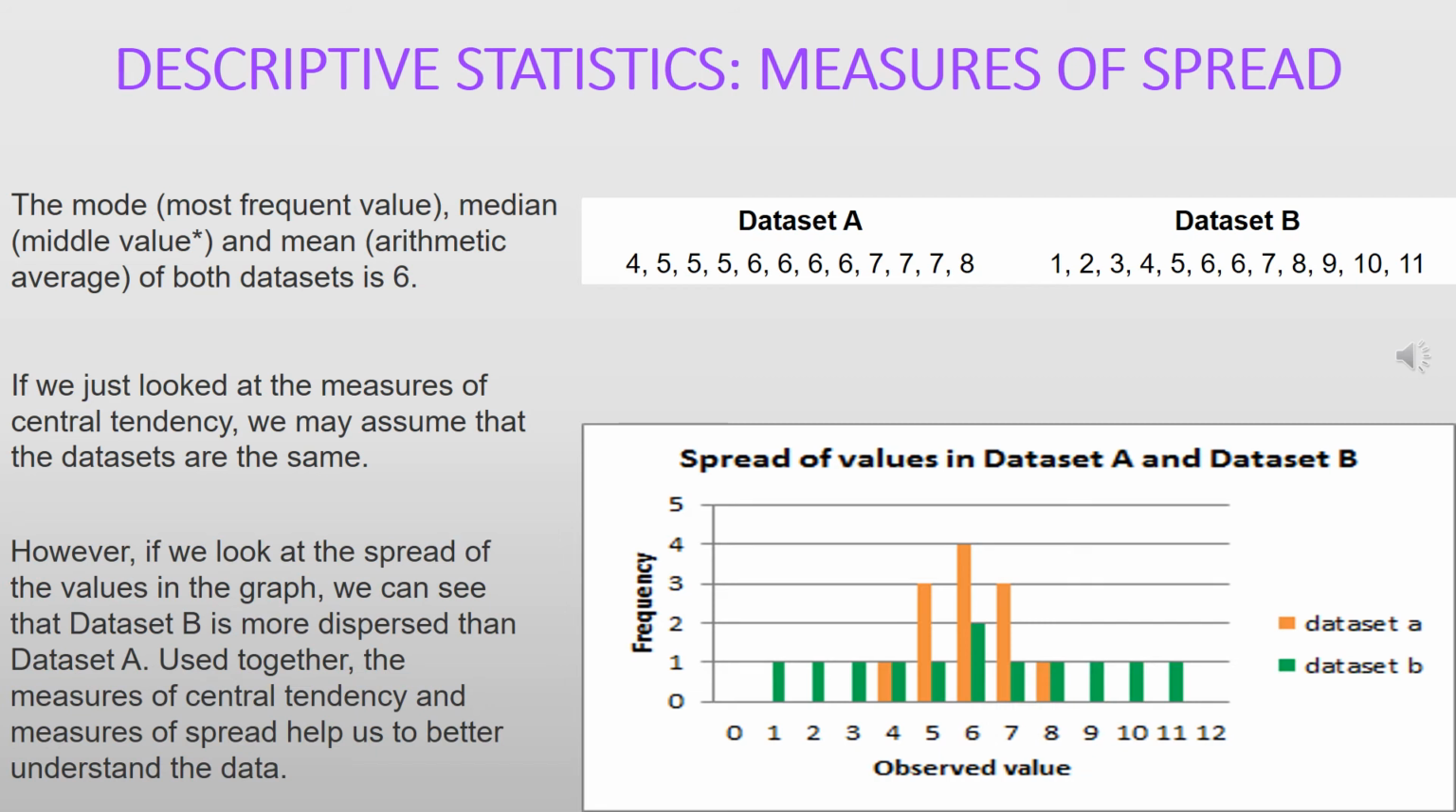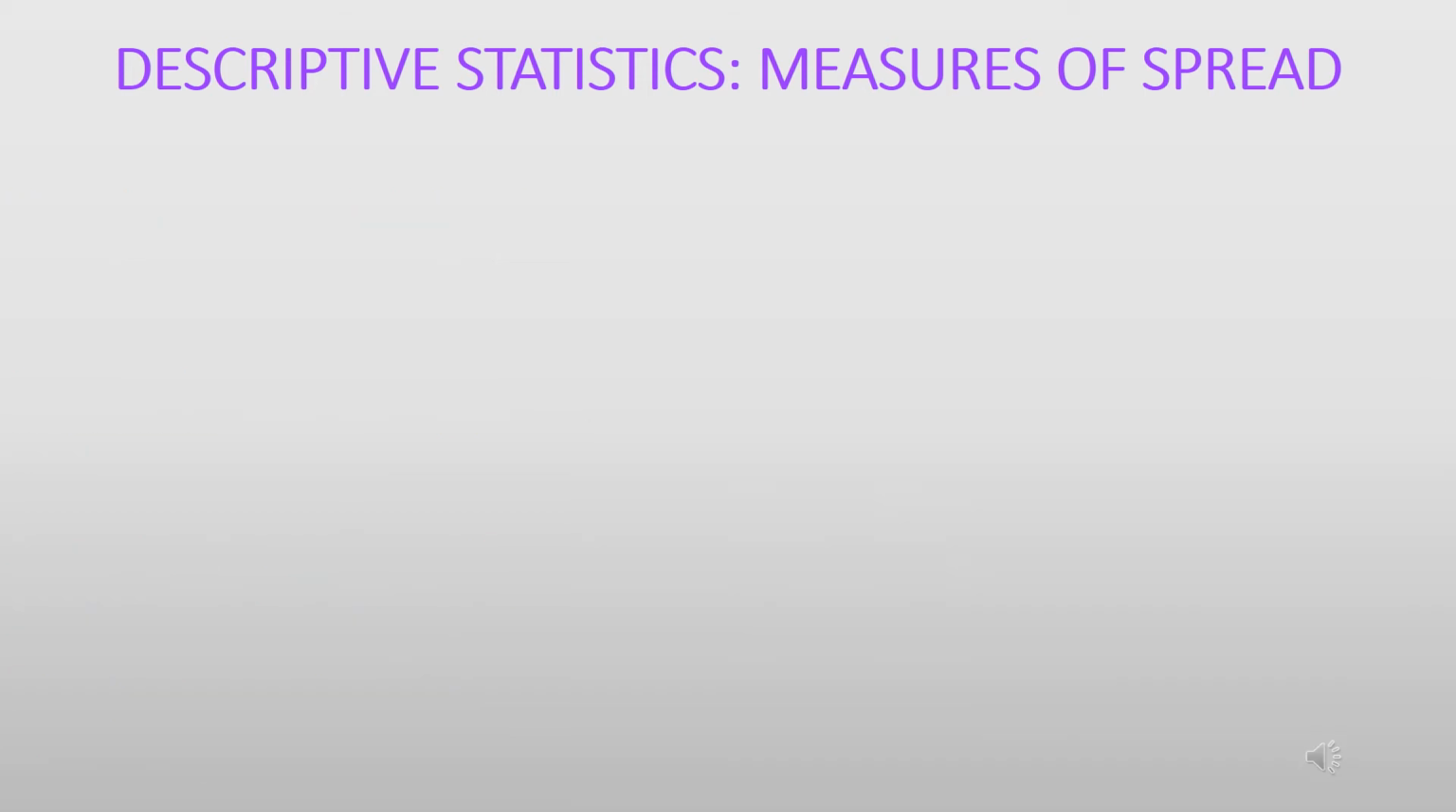If we just look at the measures of central tendency, we may assume that the datasets are the same. However, if we look at the spread of the values in the graph, we can see that dataset B is more dispersed than dataset A. Used together, the measures of central tendency and measures of spread help us better understand the data. Continuing with our discussion of measures of spread, let us define the common measurements: range, quartiles, variance, and standard deviation.